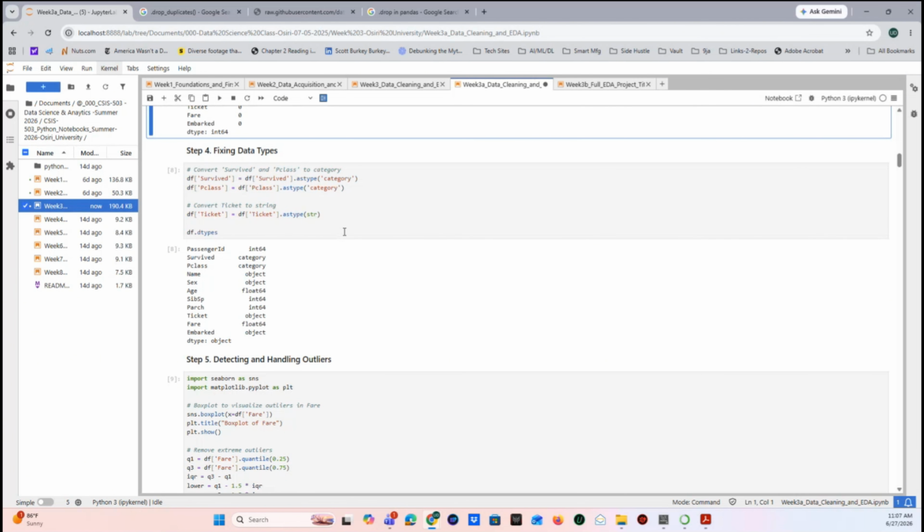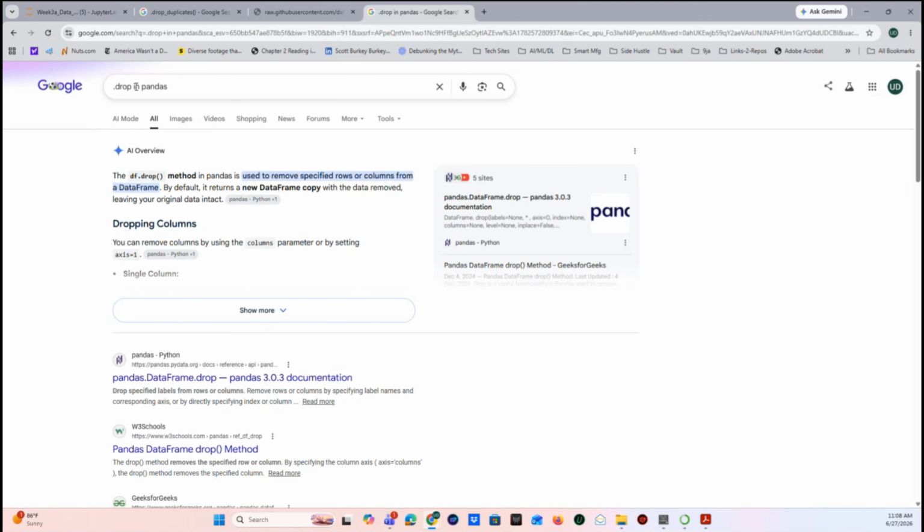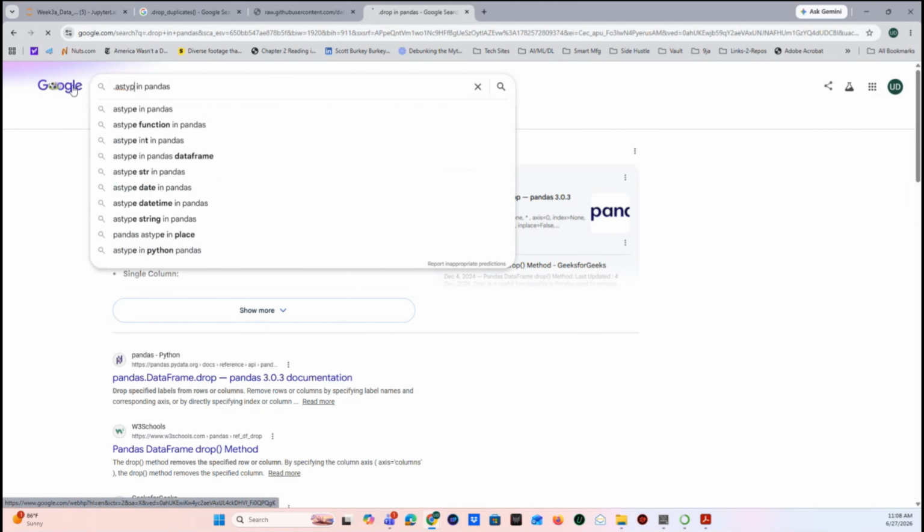Fixing the data types, right? So are there issues with the data types? That's what I want to find out. df['Survived'].astype, I'm focusing on the column called Survived, and I'm changing the data type to category. You do the same thing with Pclass. So let's go again so you can see. I think I mentioned this already.